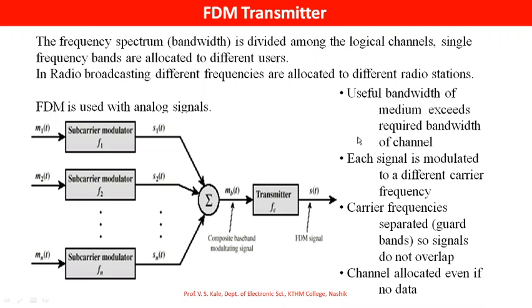FDM is useful when the bandwidth of a medium exceeds the required bandwidth of a channel. Each signal is modulated to different carrier frequencies. Carrier frequencies are separated by what are called guard bands, so neighboring signals do not overlap. The channel is allocated even if no data is there. If there is no signal, then also the channel is allocated.